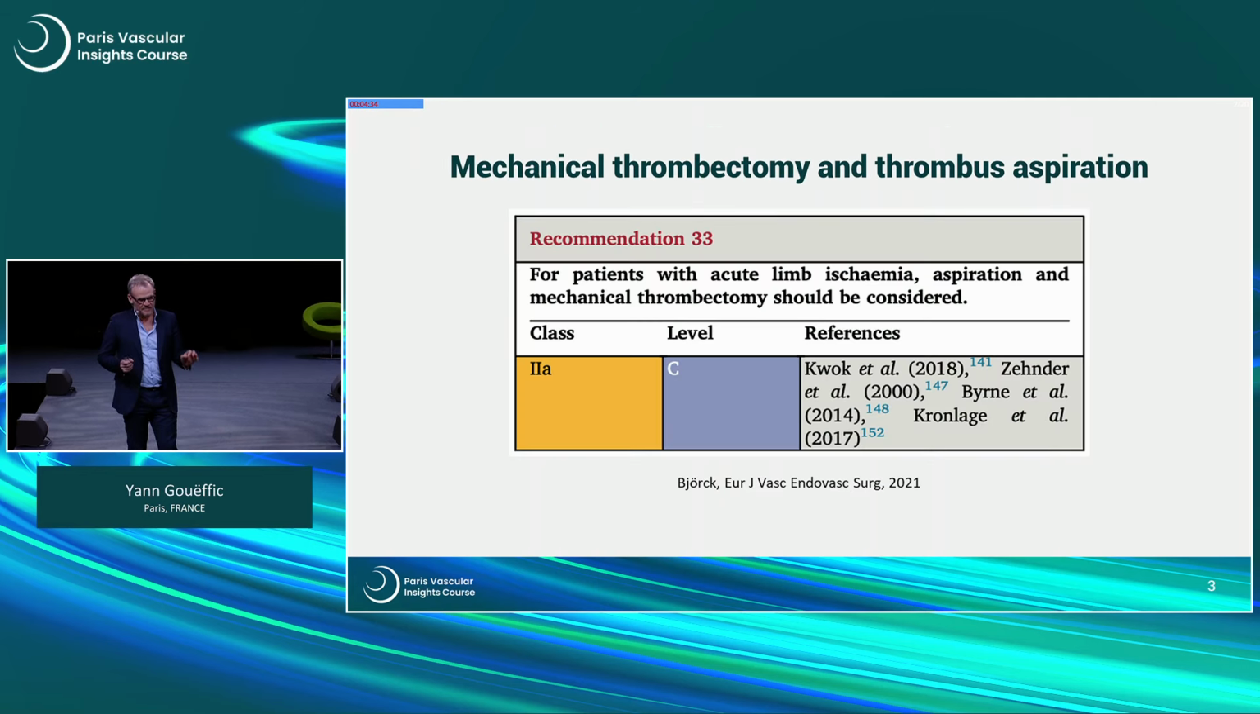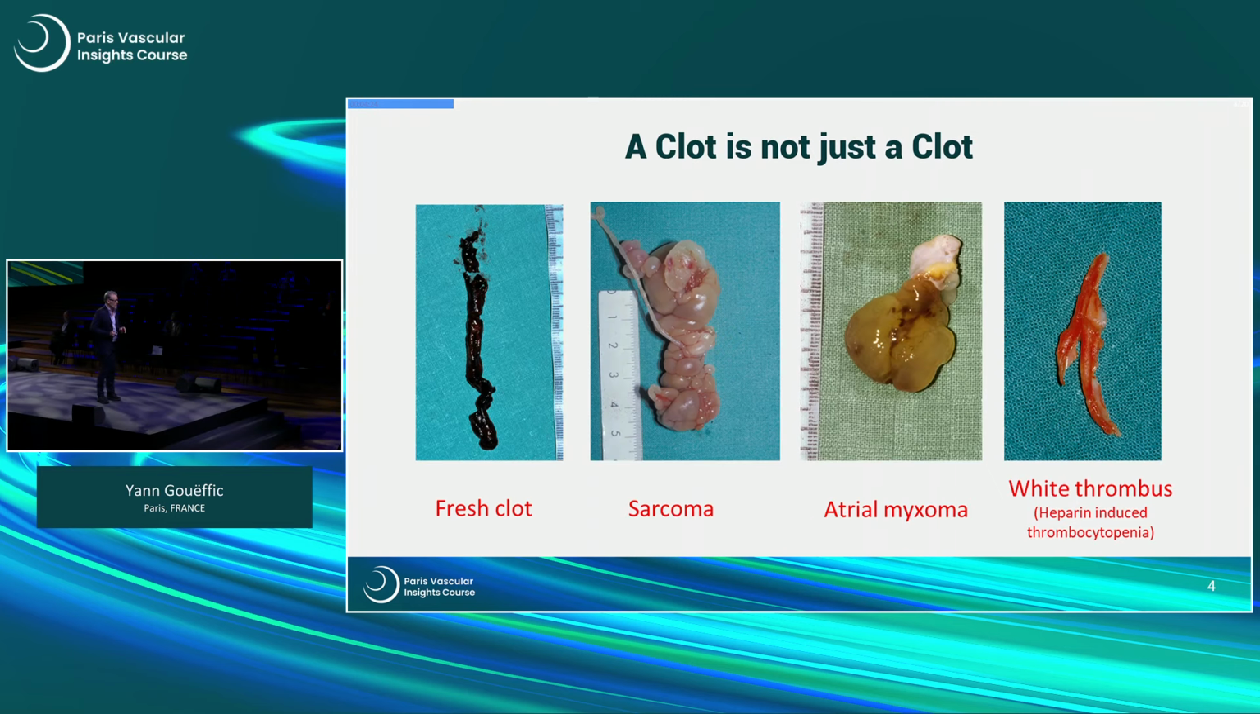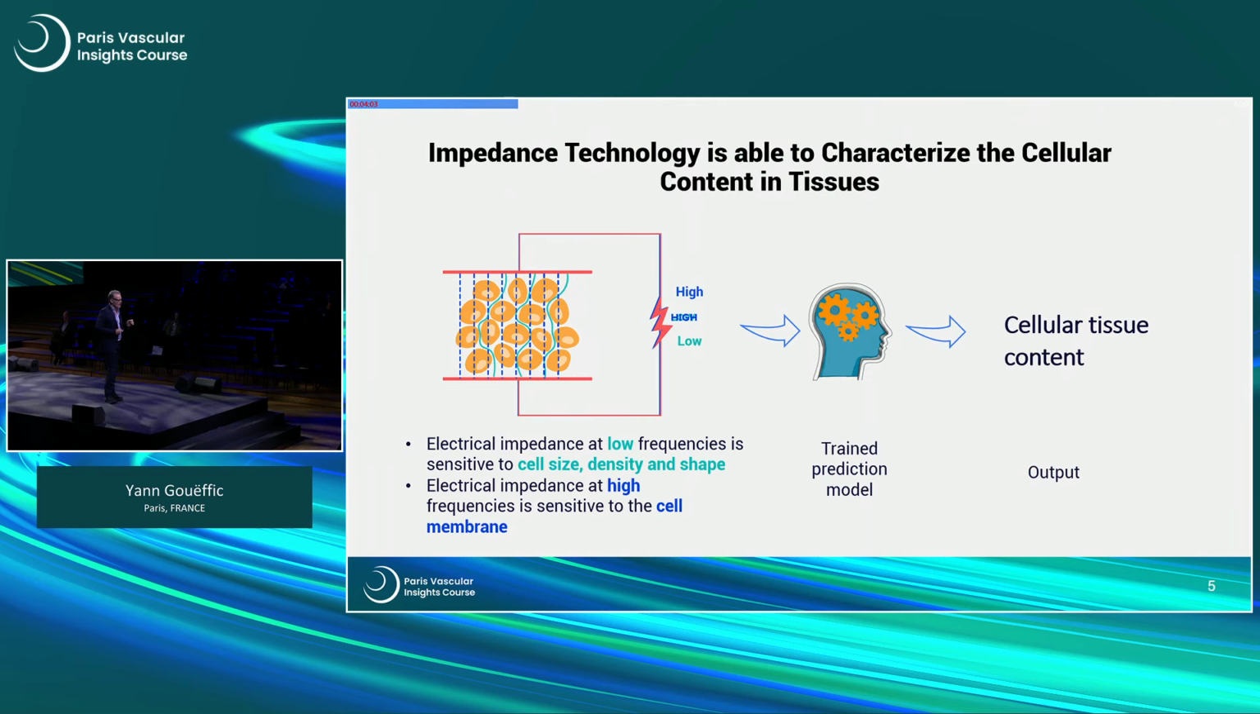So keep in mind that today to treat acute limb ischemia, mechanical thrombectomy and thromboaspiration could be used as routine practice to treat these patients. But we know that a clot is not just a clot. We can have fresh clot, old clot. We can have some sarcoma, myxoma, white thrombus. So to be successful in terms of thromboaspiration or mechanical thrombectomy, the clot should be defined. That's why impedance technology could help to define the quality of the clot.